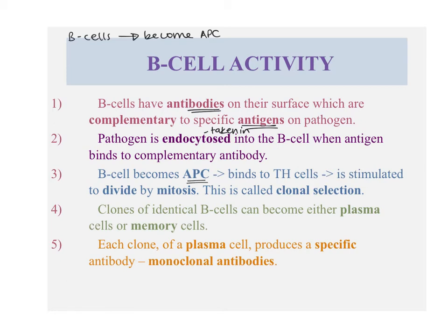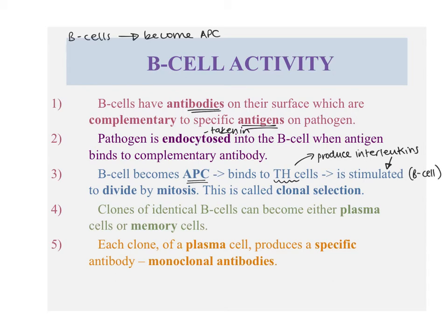Okay, now the antigen presenting B cell now binds to those T helper cells. Now remember we spoke about T helper cells working with B cells. This is where it happens. And those T helper cells produce interleukins. And you can see now how they are linked. Now those interleukins produced by the T helper cells stimulate the B cell to divide by mitosis. So it is stimulated, and we're talking about the B cell there, not the T helper cell, to divide by mitosis.